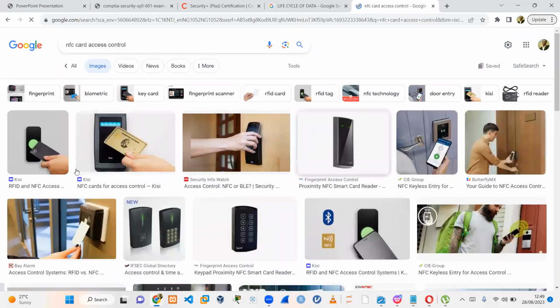Right? You swipe it in and you are in. So this is what an NFC or an RFID card looks like. Some of them use Bluetooth. Some of them use, what's it called? Infrared.